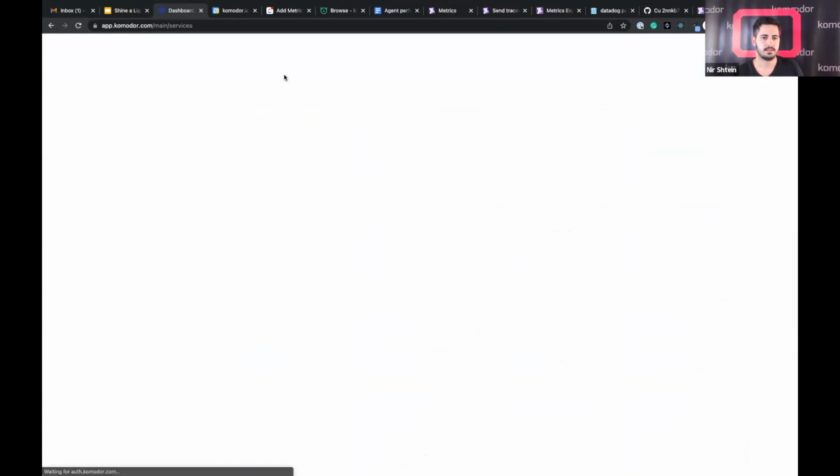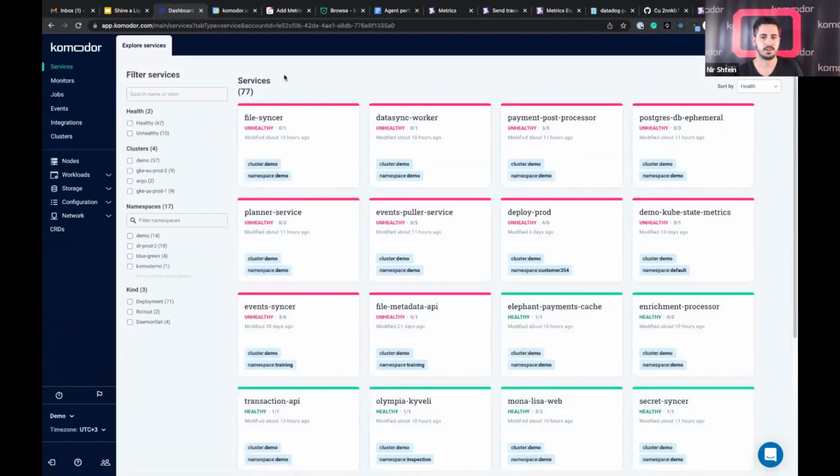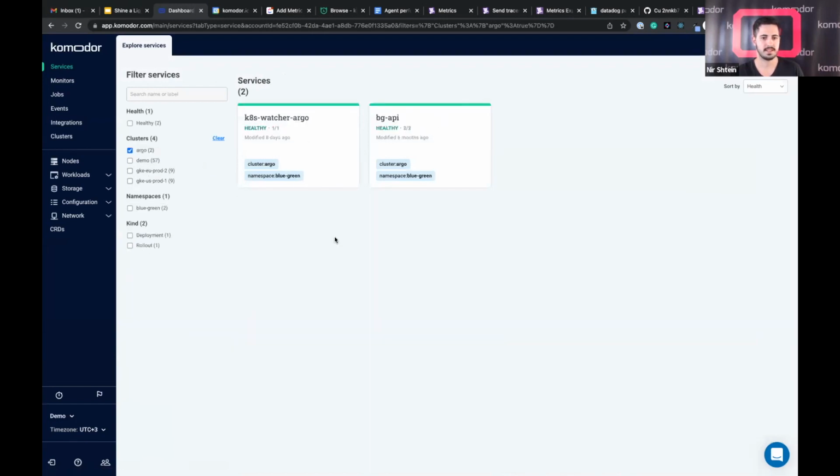So this is generally the main view that shows me all the services, meaning my workloads, deployments, daemon sets, across all of my clusters. In this platform, I have like 4 clusters: Argo, Demo, GKE. And let's say I want to filter to some specific cluster. Let's say Argo. Now I can see all the services that are currently running only on this cluster.